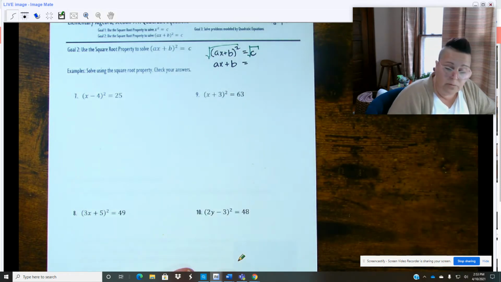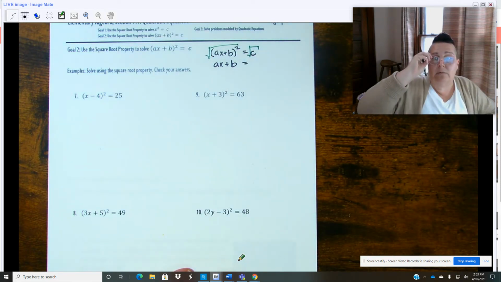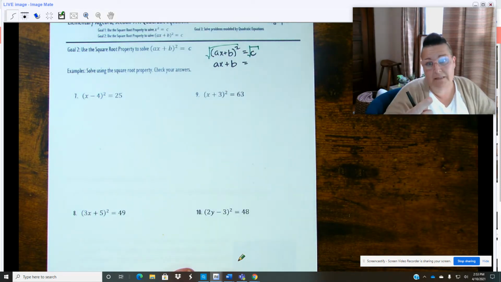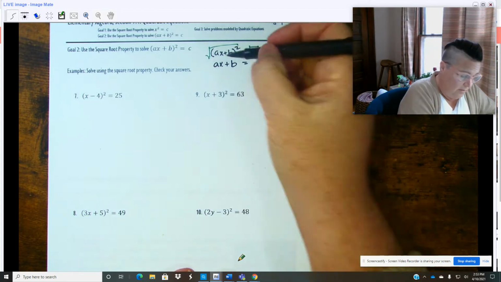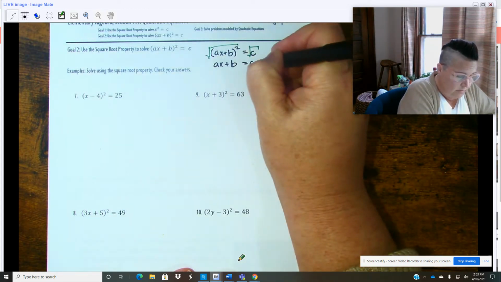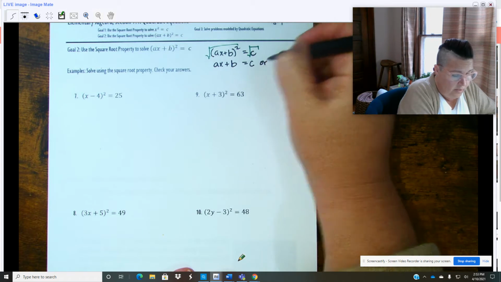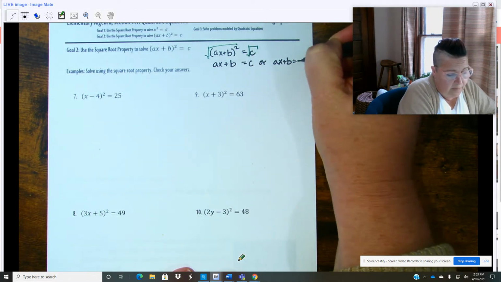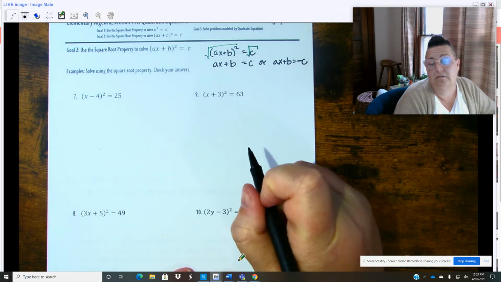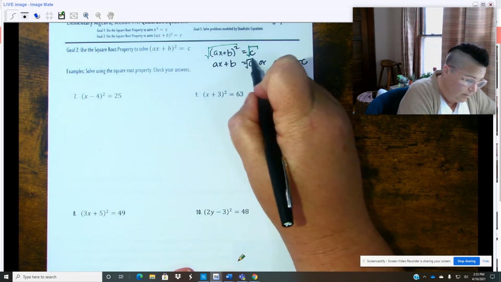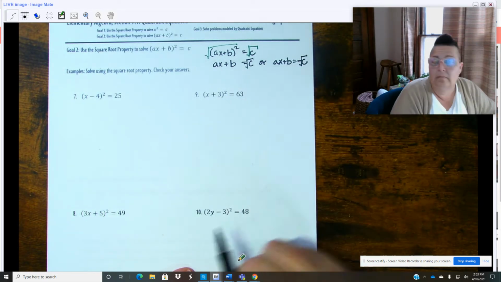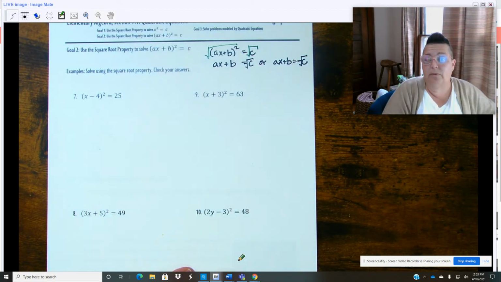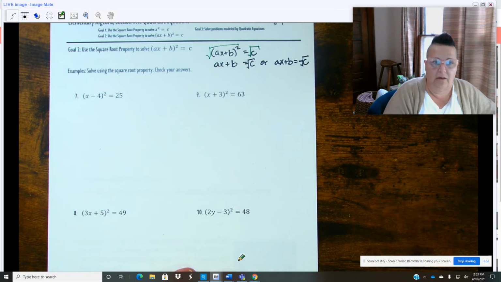But because we're solving, that square root of c is either going to be positive or it's going to be negative. So ax plus b is equal to the square root of c, or it could be that our ax plus b is equal to the opposite of that square root of c. Because we should have a positive square root or we should have a negative square root. Here's how that works.